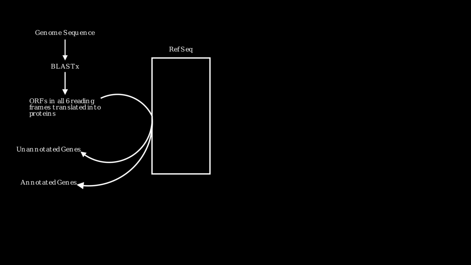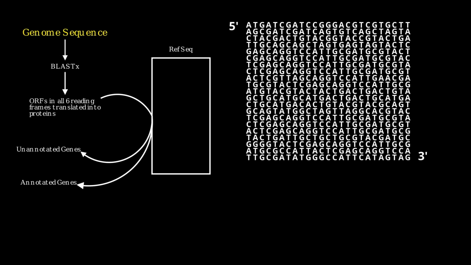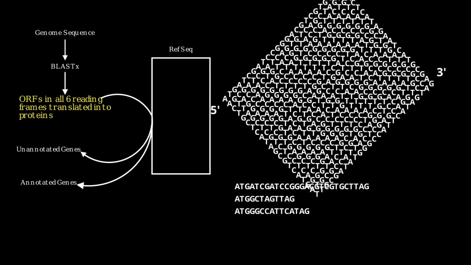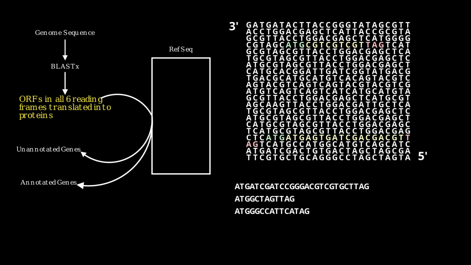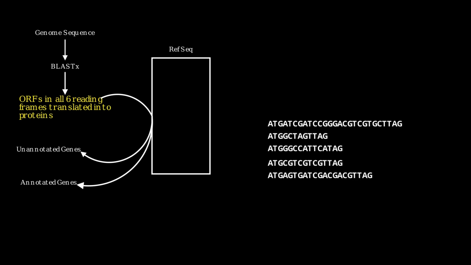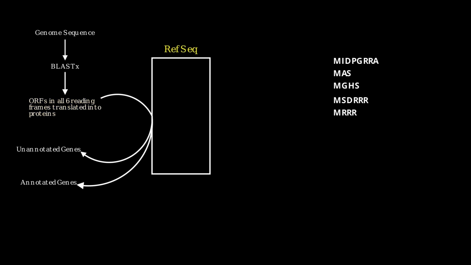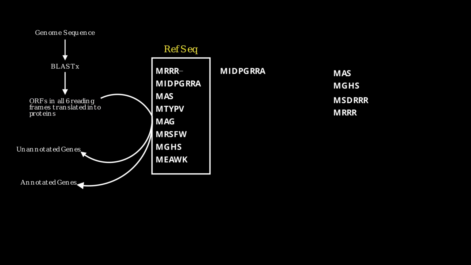An example: let's say there is a newly discovered animal we haven't seen before. We would take a sample of its DNA, then sequence its entire genome. We would take that genome and run it through the BLASTX algorithm, which will grab all of the open reading frames, translate them into protein sequences, then search the RefSeq database to see if there are any matches.